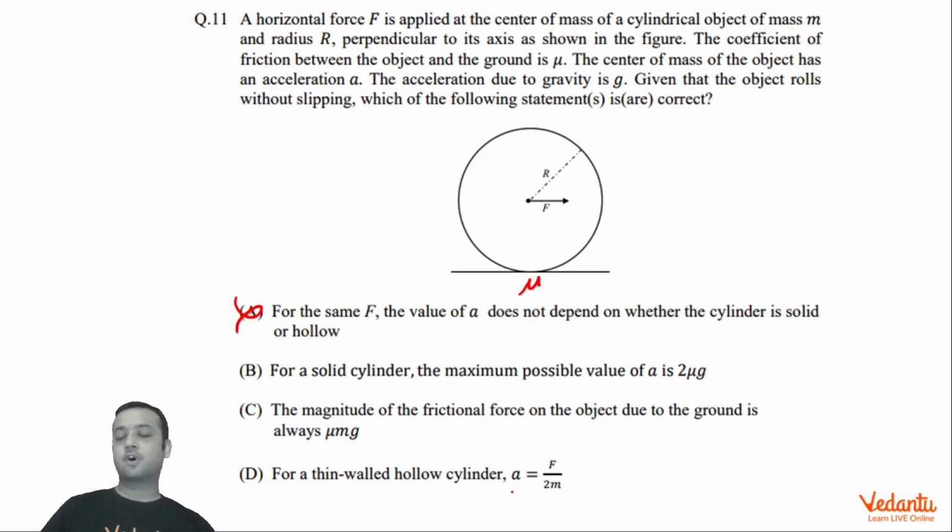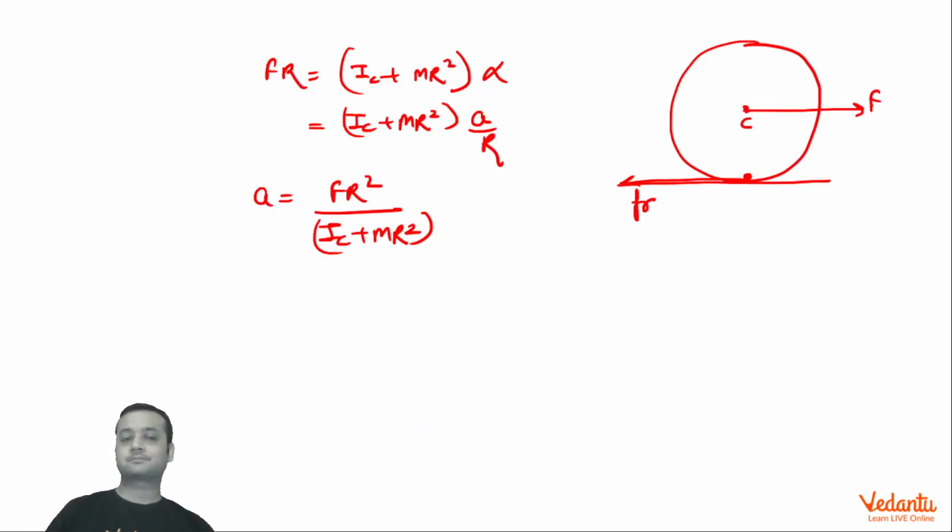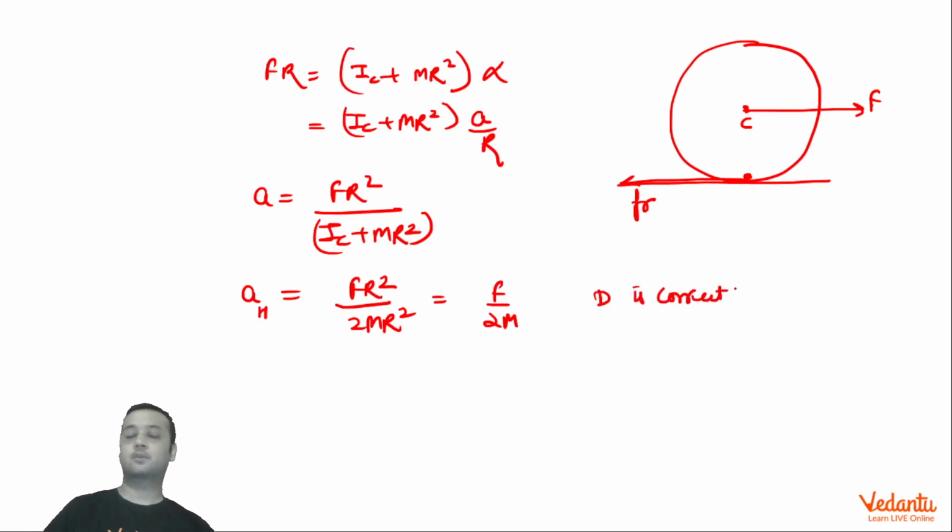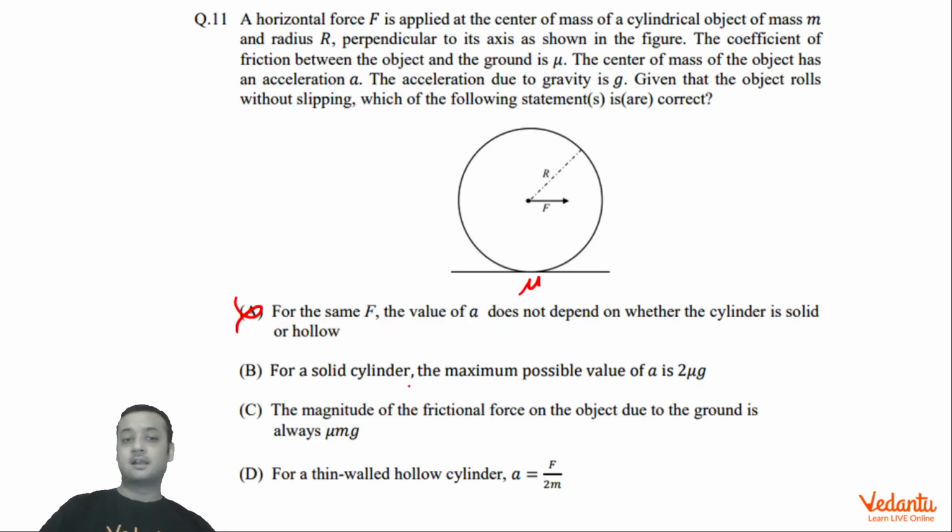For a thin wall hollow cylinder, we can also find option D using this. For a hollow cylinder, just put the value of IC. If you put the value of IC, it will become MR square. So it will become FR square upon MR square plus MR square, which becomes 2MR square. So which becomes F by 2m. So option D, you can see, is correct. Option D is correct.